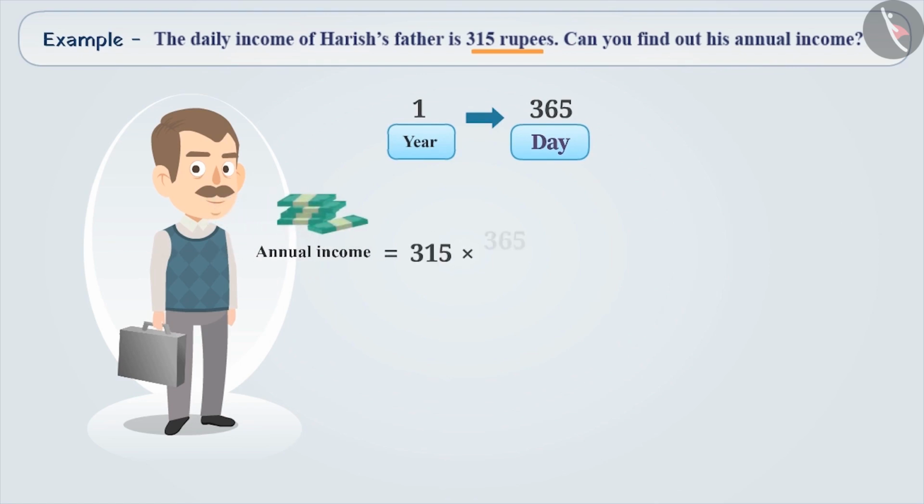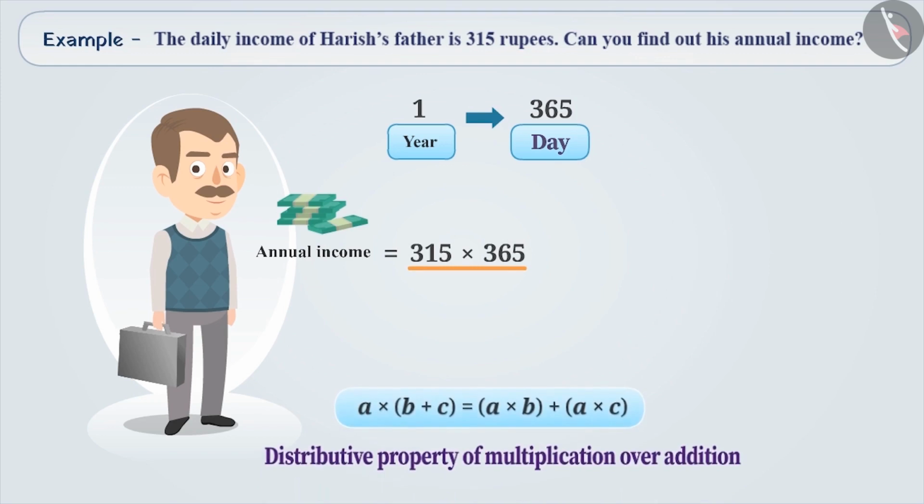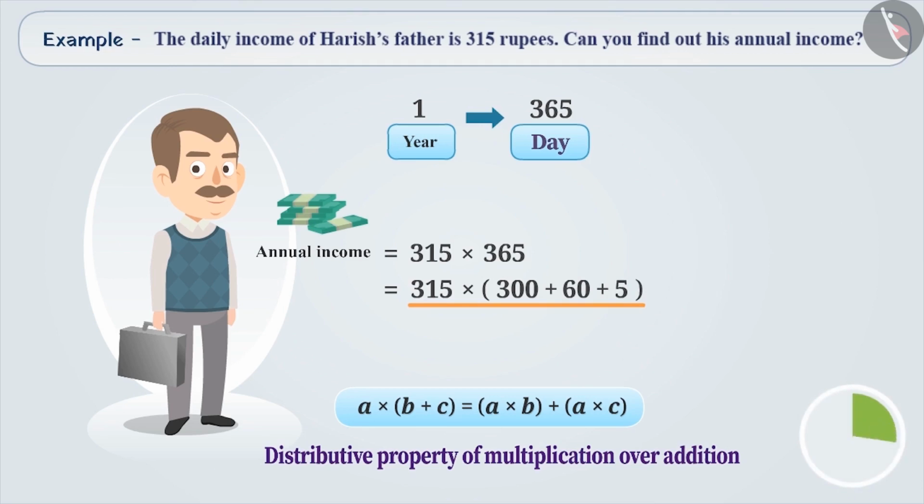Finding the product of these two values seems difficult. But when we apply the distributive property of multiplication over addition, we can solve it easily. That is, 315 into 365 can be written as 315 into 300 plus 60 plus 5. Here, how do we apply the distributive property of multiplication over addition? Think for a while.